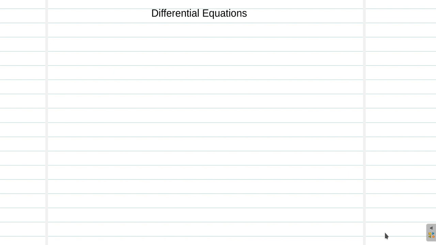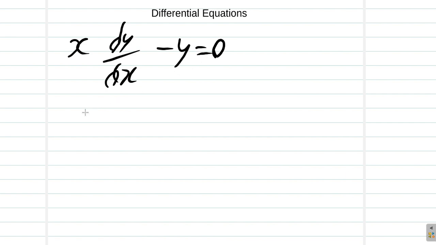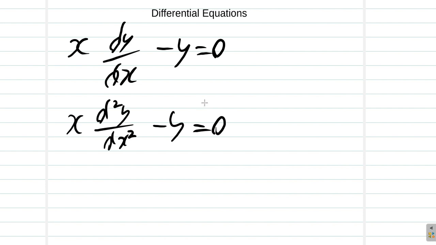So you have differential equations. It shows the relationship between x and y. In a differential equation, you have a derivative of y with respect to x. For example, you might have x times dy by dx minus y equals 0, or x d squared y by dx squared minus y equals 0. Alright?